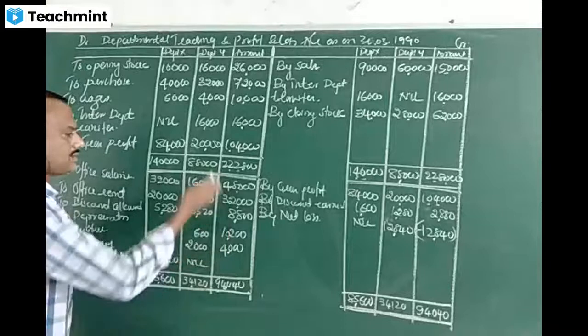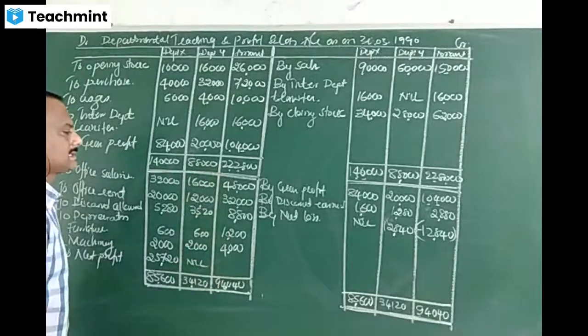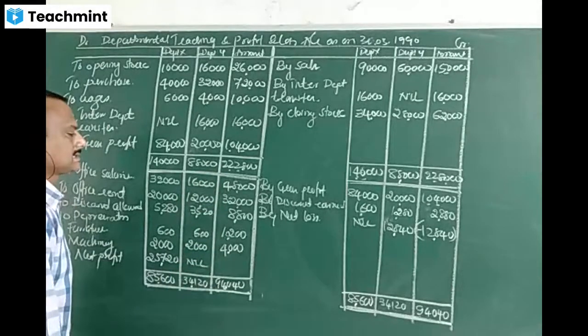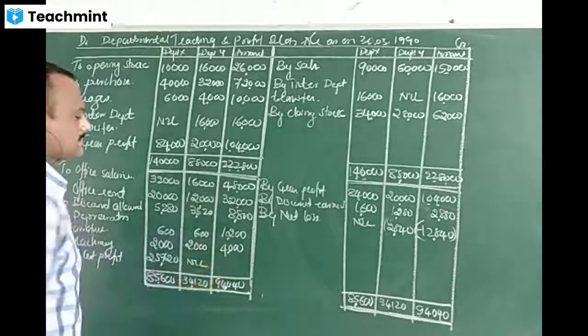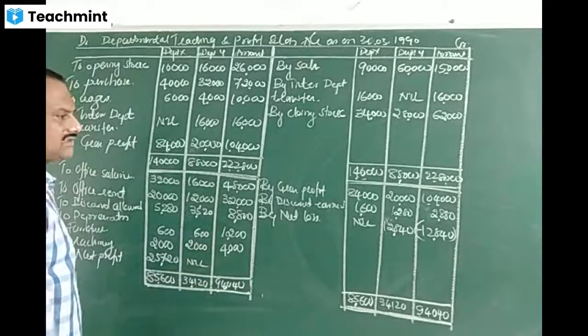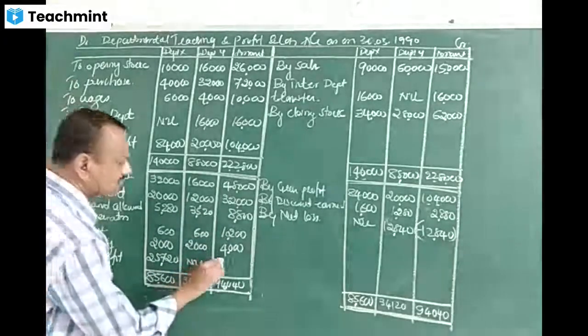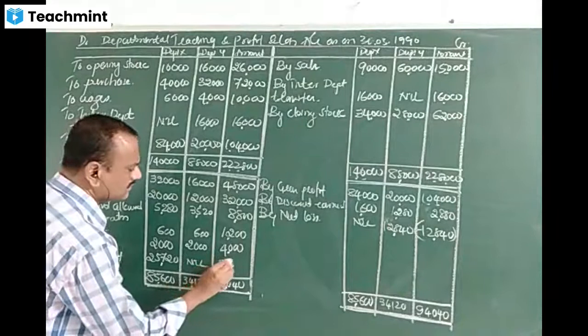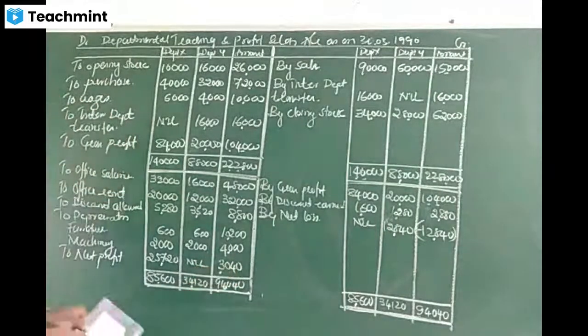Just for 3, how much is it? 3,040, sir. 3,040 only? Sir. Okay, 3,440, sir.